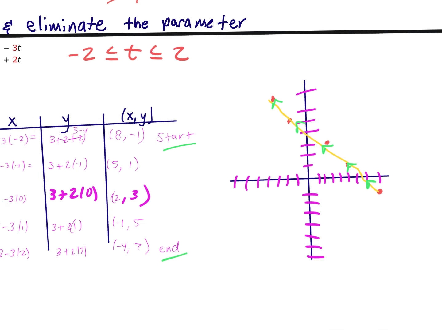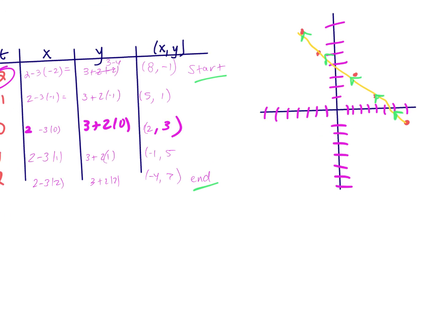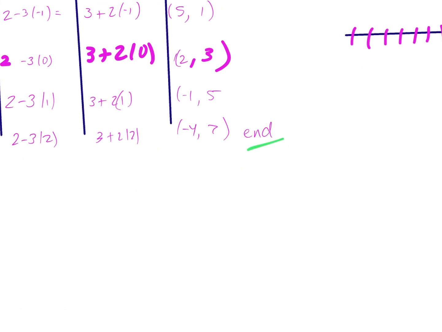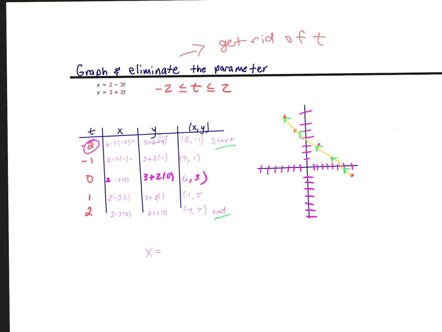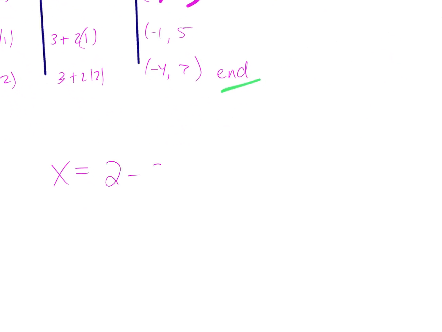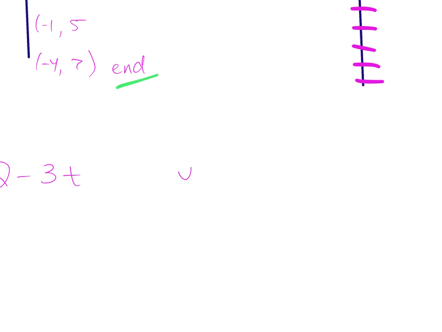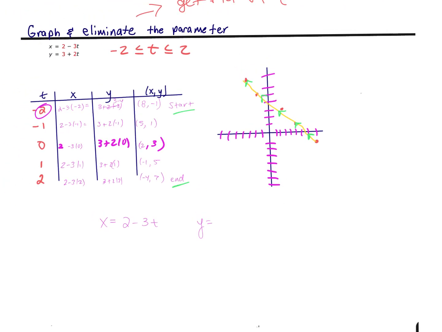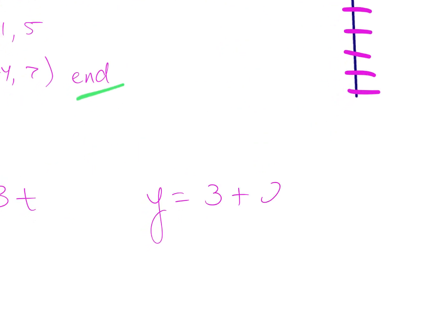All right, so then the second part of the question is to eliminate the parameter, which means to do what again? Get rid of t. So x equals 2 minus 3t, and y equals 3 plus 2t. Now, there are 2 different answers you could have here.